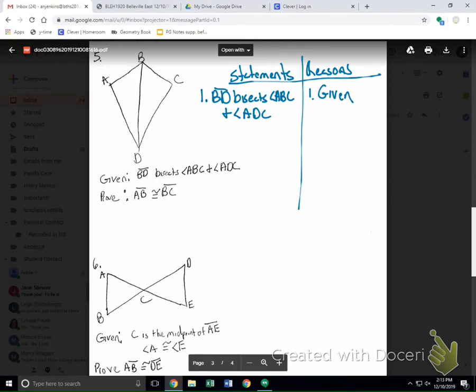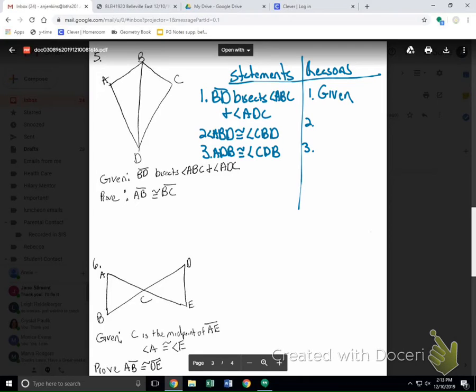Yep. So we see that this is bisecting our angles. So now we can write those out. So we have angle ABD being congruent to angle CBD. I'm going to do the next one because it's going to have the same reasoning. And then we have ADB congruent to CDB.